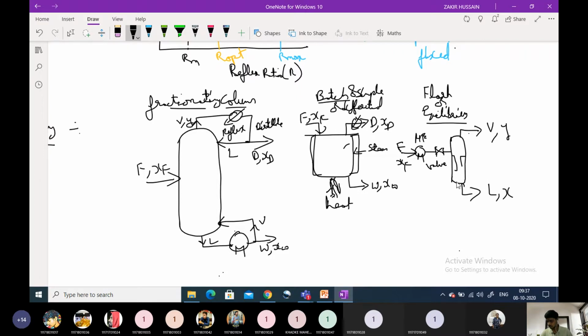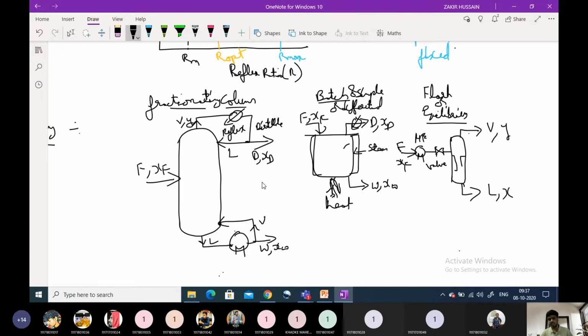So therefore in this column we are not supplying any external heat, whereas in batch distillation we are supplying heat directly to the still itself. Here, in these two cases, we are not supplying any heat at all. And one more distinction is that here there is a reflux. There is no reflux in the other cases, no part of the liquid is sent back to the still or to the column. There is no such criterion in batch or simple distillation or flash or equilibrium distillation.